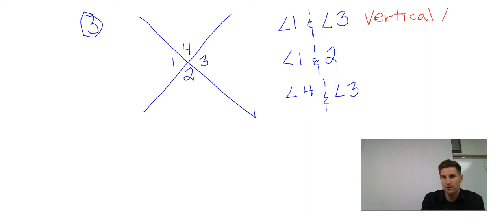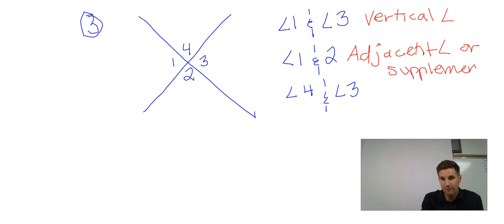Vertical. Sorry, not lines, vertical angles. Angles 1 and 2 are right next to each other, so we could call these adjacent angles, or we could call them supplementary too. Or, since they're adjacent and supplementary, we could also call them a linear pair.